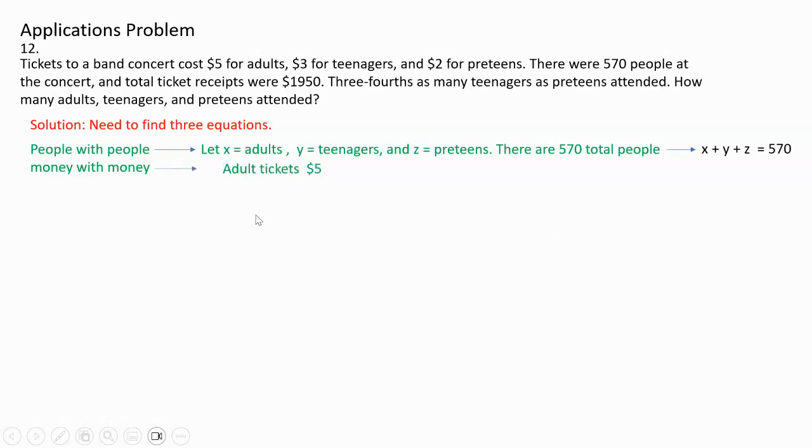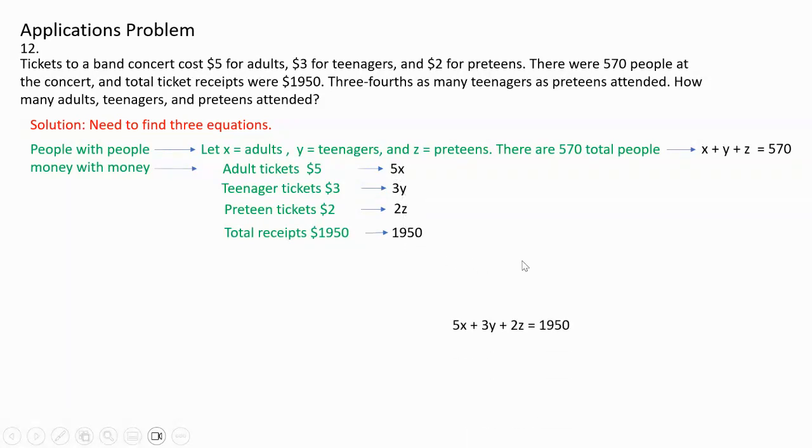Now, equation number 2. We know that adult tickets are $5, and since X represents adults, it's going to be 5X. We know that teenager tickets are $3, and Y represents teenagers, so that's going to be 3Y. And preteens are $2, and since Z represents preteens, that's going to be 2Z. And the total money was $19.50. So this is equation 2: 5X plus 3Y plus 2Z equals 19.50.